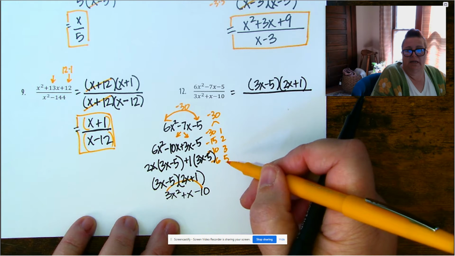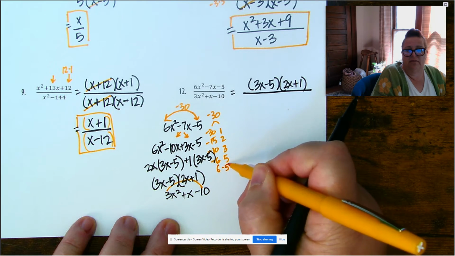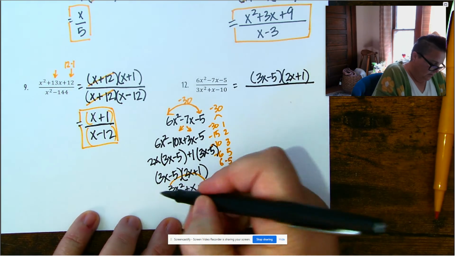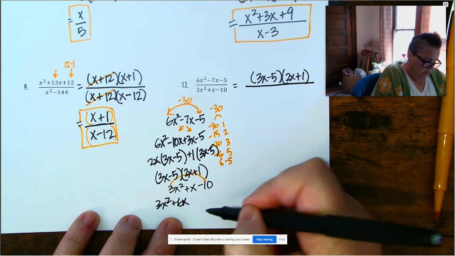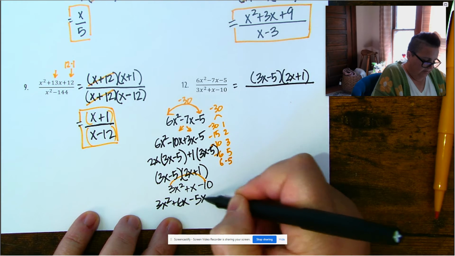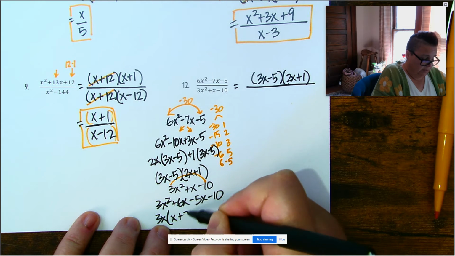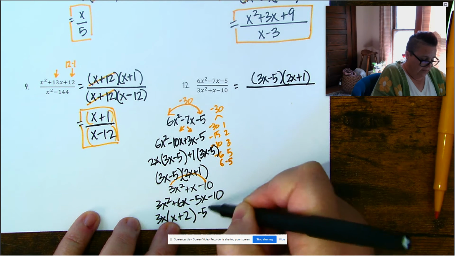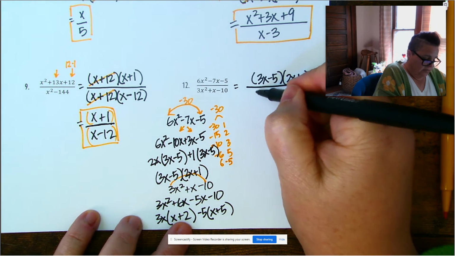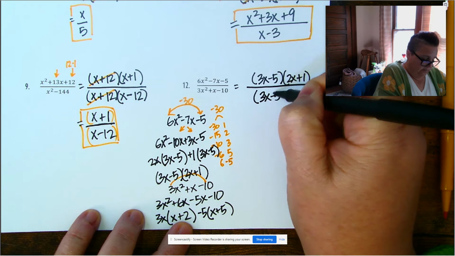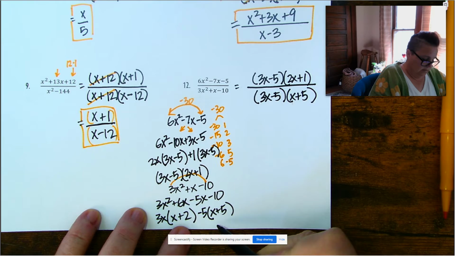This pair adds to a negative 1. So I bet if I did a 6 and a negative 5, that would add to a positive 1. So that's going to be 3x squared plus 6x minus 5x minus 10. So I can pull out a 3x, and I'm left with x plus 2. I can pull out a minus 5, and I'm left with x plus 2. So my factors here are going to be a 3x minus 5, x plus 5, right? Oh, x plus 2.